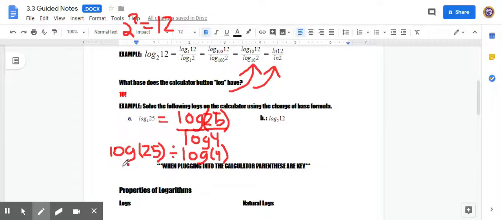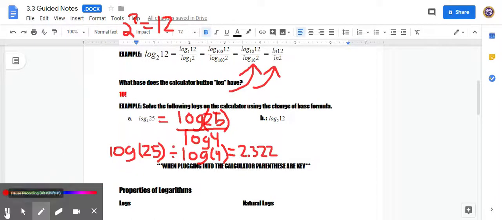When you plug this into the calculator, that will give you the answer for the log base 4 of 25. What you get is 2.322. And that is your answer for the log base 4 of 25. What is that saying? That is saying 4 to the 2.322 power equals 25.